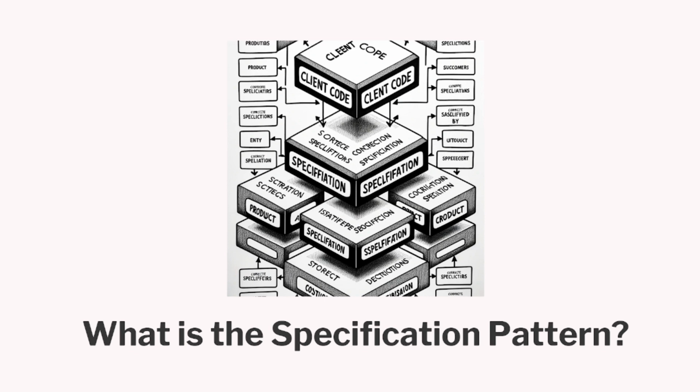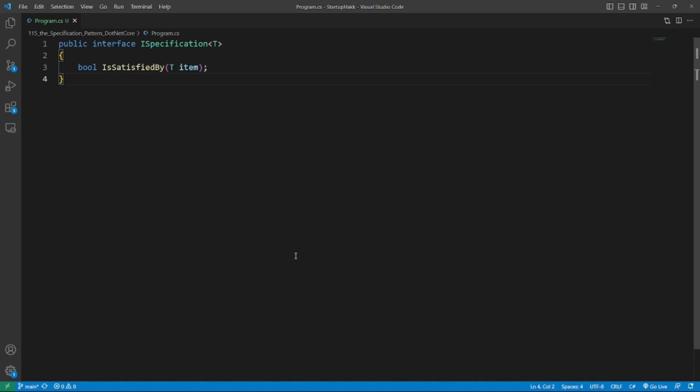Alright, implementing the specification pattern in .NET Core. Let's dive into how we can implement the specification pattern in .NET Core. We will break it down into two steps. Define the specification interface. The first step is to define an interface that represents the specification. This interface typically includes a single method, IsSatisfiedBy, which takes an object and returns a Boolean value indicating whether the object meets the specified criteria.